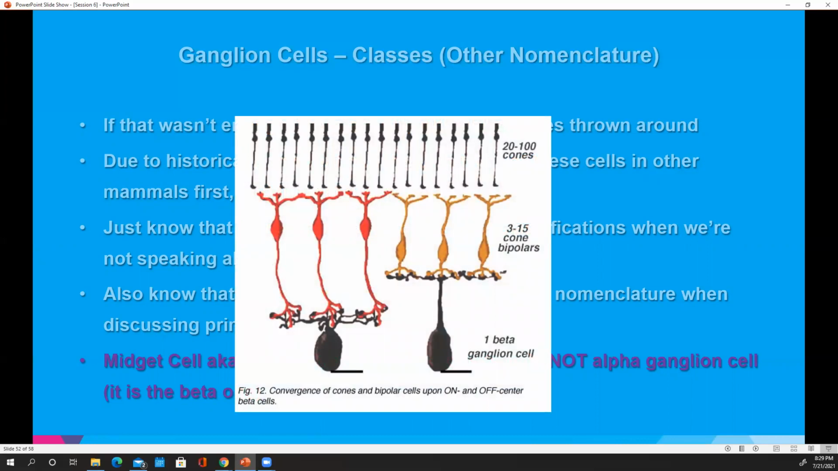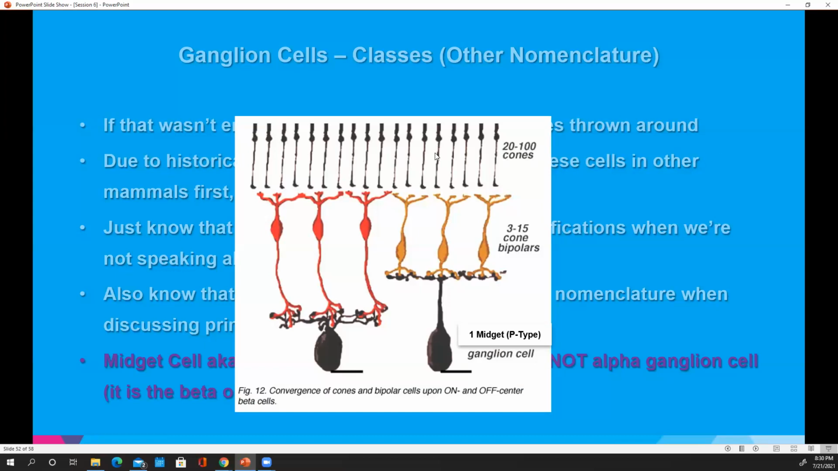Here it is. Okay, this was in a book. I saw this. Okay, what does this mean now? 20 to 100 cones. That's a tip-off. Goes to 3 to 15 cone bipolars, which goes to 1 beta ganglion cell. Well, now we know this is a midget. And it totally makes sense now. Cones are for color, slow conduction. A midget, probably a midget bipolar cell. In this case, they're probably not midgets because they're connecting to a bunch of them, but a midget is probably a diffuse one. But then it's connecting to a midget ganglion cell, which is P-type, or the parvocellular pathway. Makes sense? If these were a bunch of rods, that would be different probably.